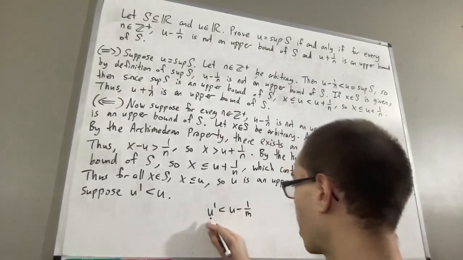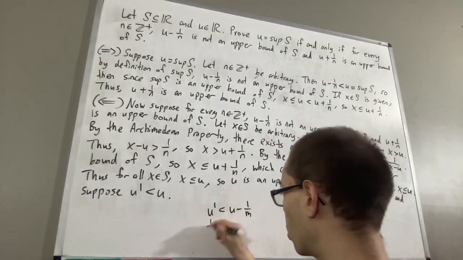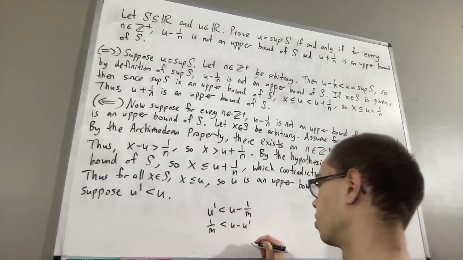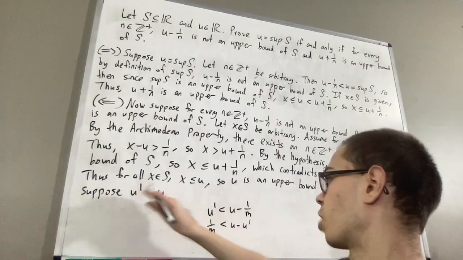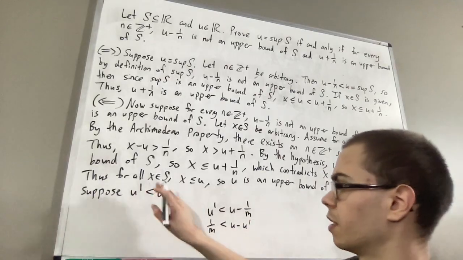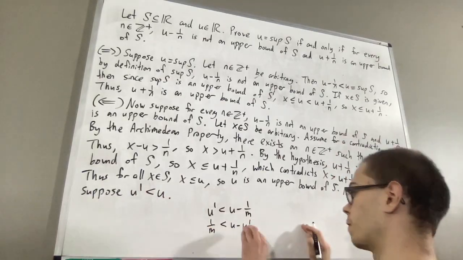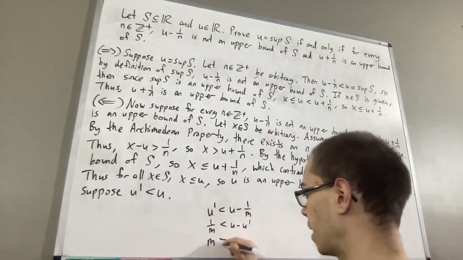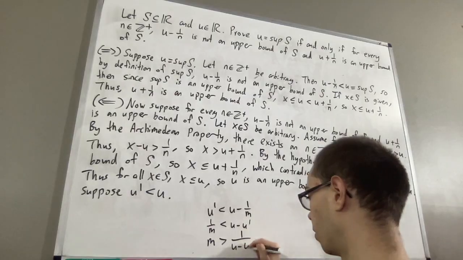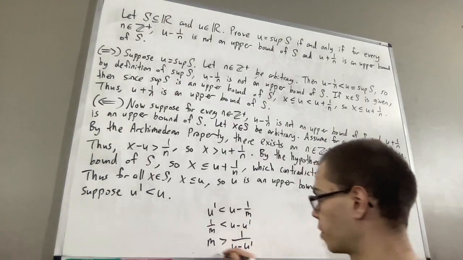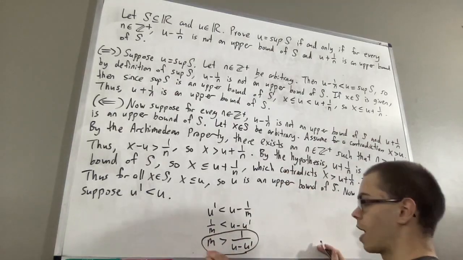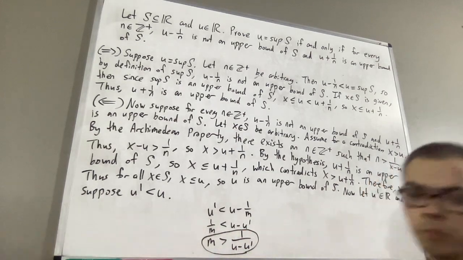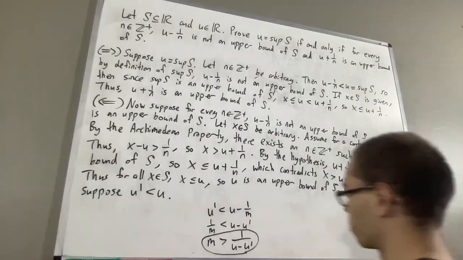Well, if we add 1 over m and subtract u prime, we get 1 over m is less than u minus u prime. Now, u minus u prime is positive because u prime is less than u. So if we divide u minus u prime to the other side and multiply m to the other side, we see m is greater than 1 over u minus u prime. So we just have to choose a positive integer m such that m is greater than 1 over u minus u prime. We can do that by the Archimedean property.